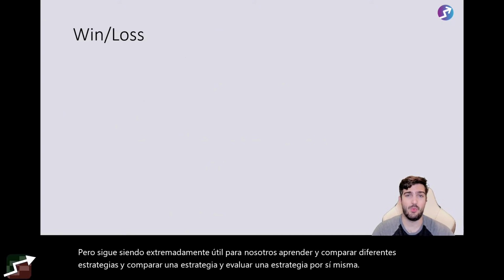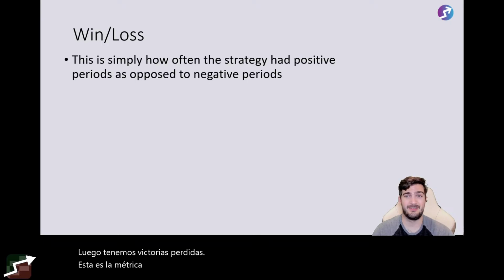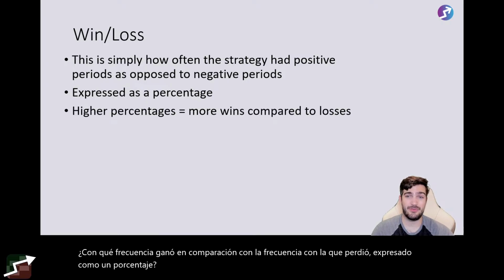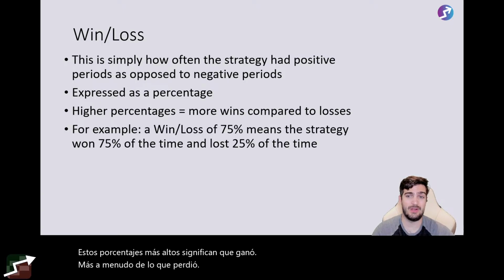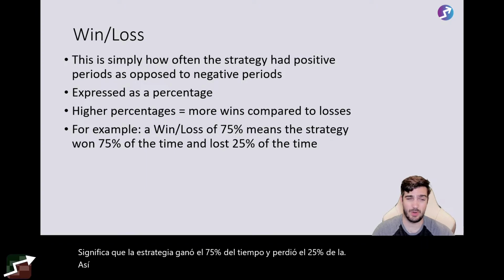Then we have win-loss. This is the final metric, and it is probably the easiest. How often did it win compared to how often did it lose, expressed as a percentage. Higher percents mean it won more often than it lost. For example, a win-loss of 75% means that the strategy won 75% of the time and lost 25% of the time. So 3 weeks it made profit, 1 week it lost.